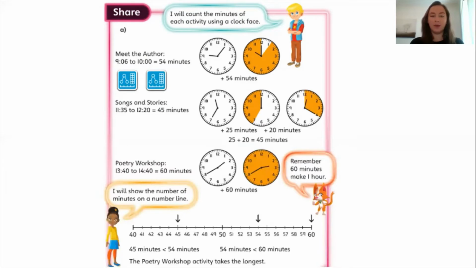The Poetry Workshop ran from 13:40 to 14:40. I can see because there's been no change in the number of minutes, only the hour has changed and increased by 1. That's 1 hour or 60 minutes that event lasted. So, which event lasted the longest? Meet the Author was 54 minutes, Songs and Stories was 45, and the Poetry Workshop was 60. So the Poetry Workshop took the longest.